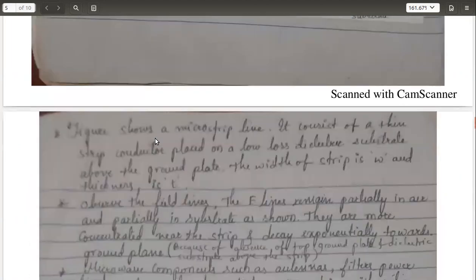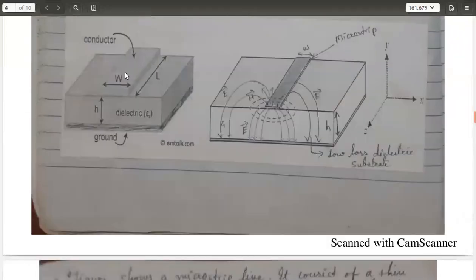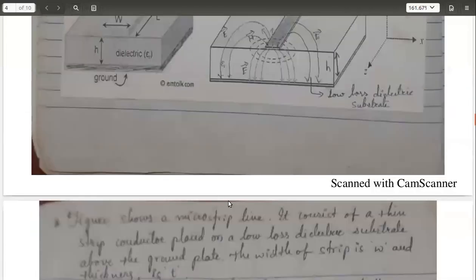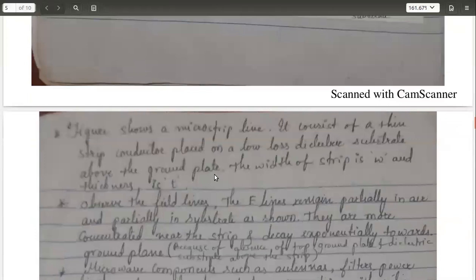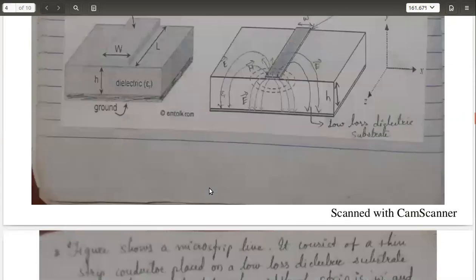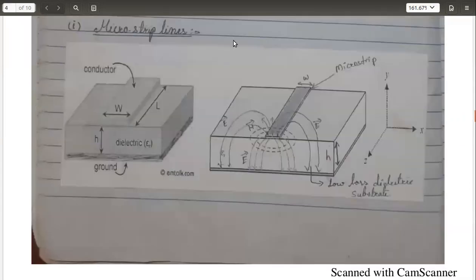The same thing I have written here. The figure shows the microstrip line. It consists of a thin strip conductor placed on a low loss dielectric substrate, right? So you have a strip line here. It is placed on the substrate above the ground plate. The width of the strip is W and the thickness is T. I have not shown you the thickness. Here, this is your thickness. Okay, this is the length, this is the width, and this is the thickness.